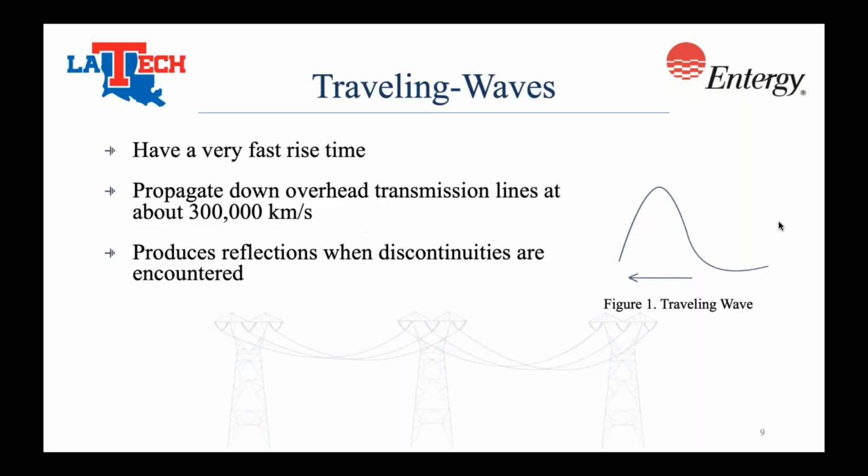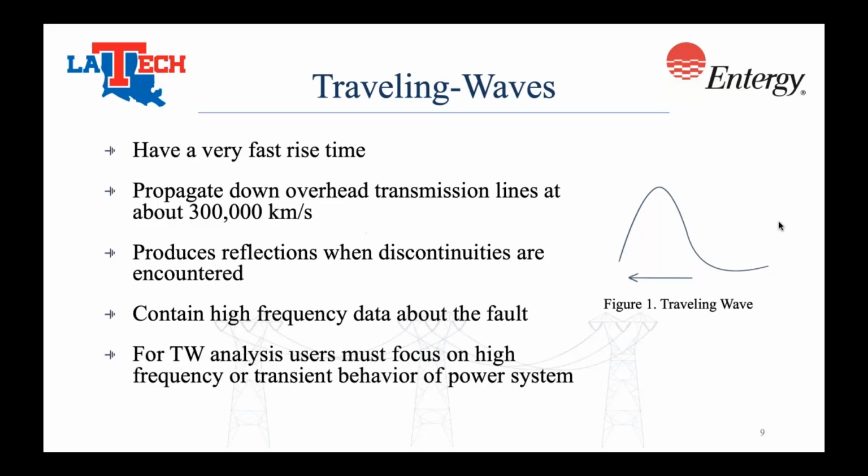These traveling waves have a very fast rise time, usually on the order of a couple of microseconds, though dispersion effects can cause the waves to be slightly stretched. The initial slope of the first traveling wave is used to determine the arrival time of the traveling wave and must be accurately represented for testing. The traveling waves contain high-frequency data, and to study their effects, the transient behavior of the power system must be considered.